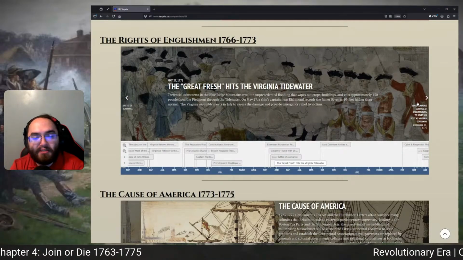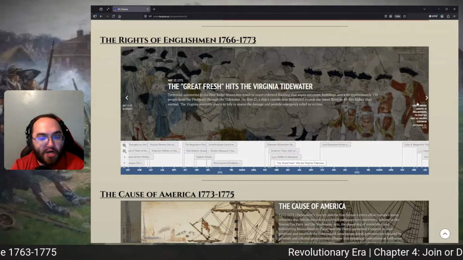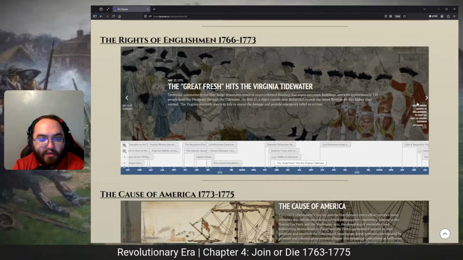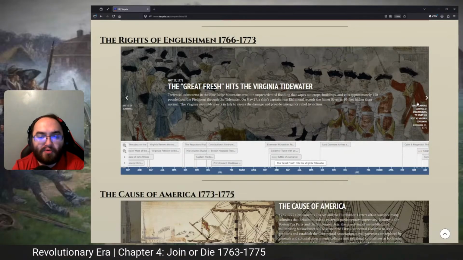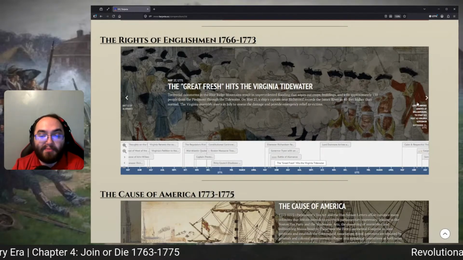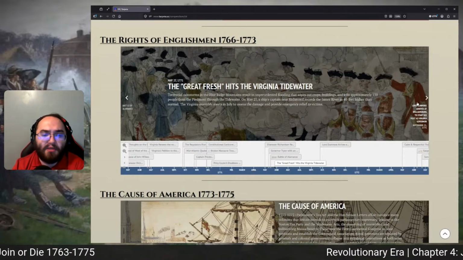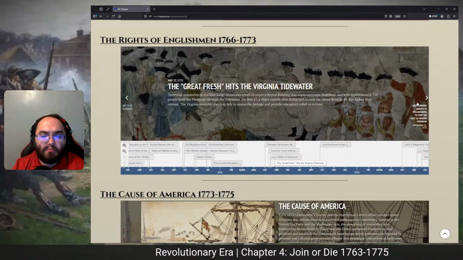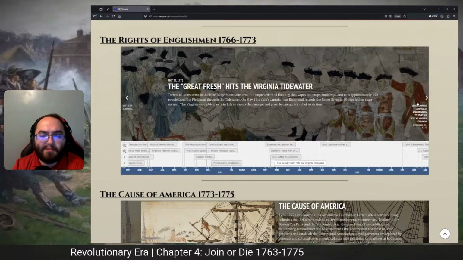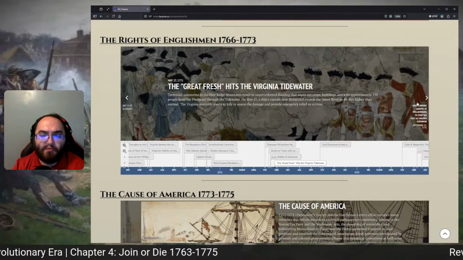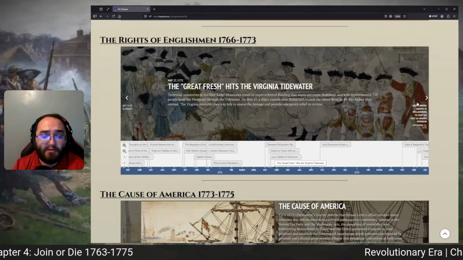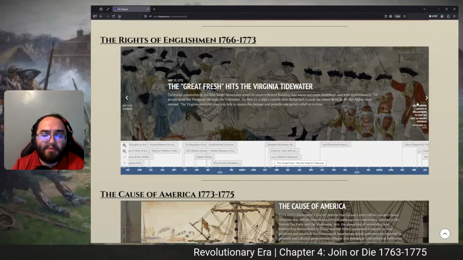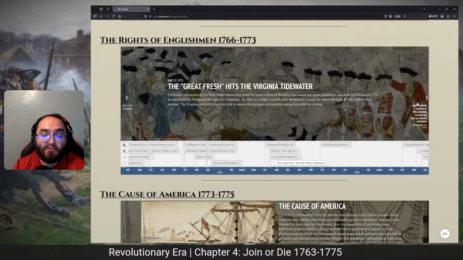When it comes to the environment, the Great Fresh hits the Virginia Tidewater. A torrential rainstorm in the Blue Ridge Mountains results in unprecedented flooding that wipes out crops, buildings, and kills approximately 150 people from the Piedmont through the Tidewater. On May 27th, a ship's captain near Richmond records the James River as 40 feet higher than normal. The Virginia Assembly meets in July to assess the damage and provide emergency relief to victims.